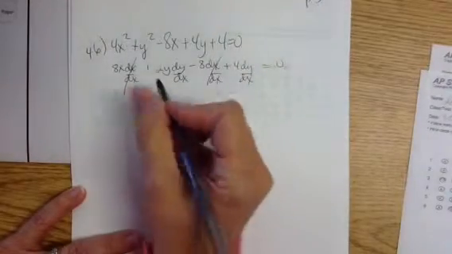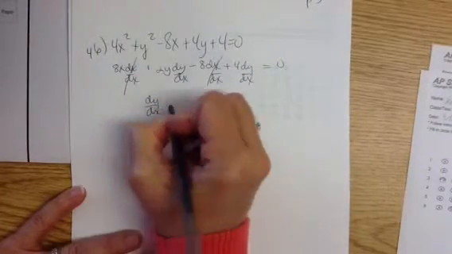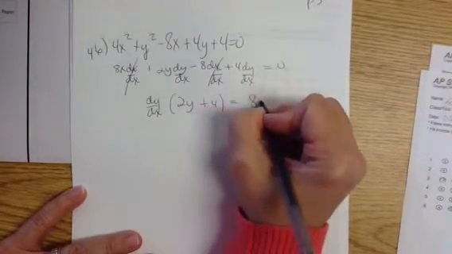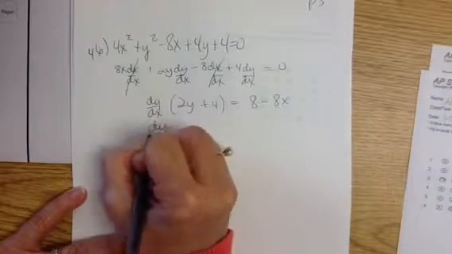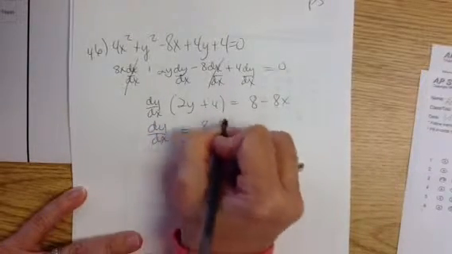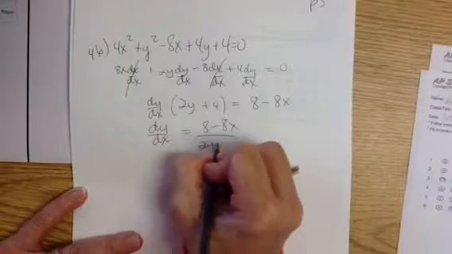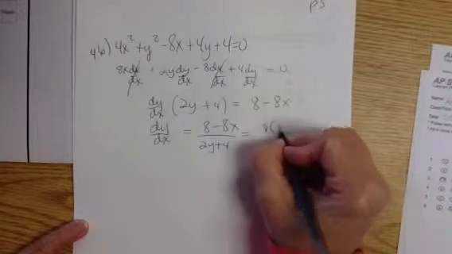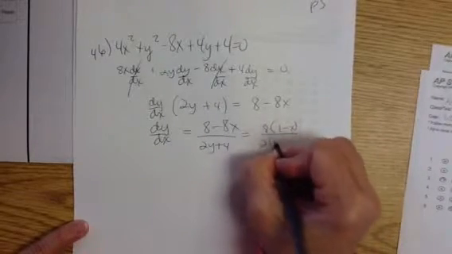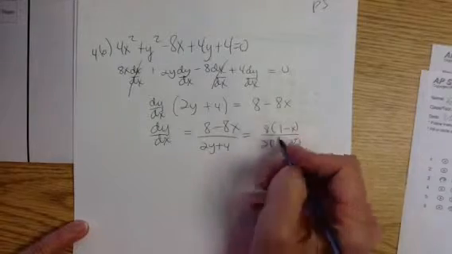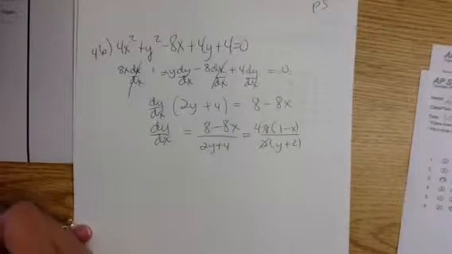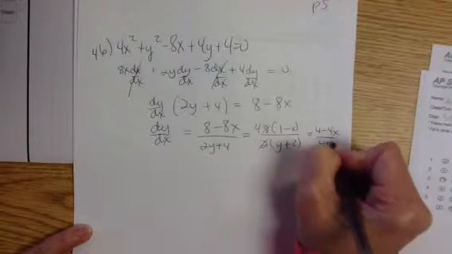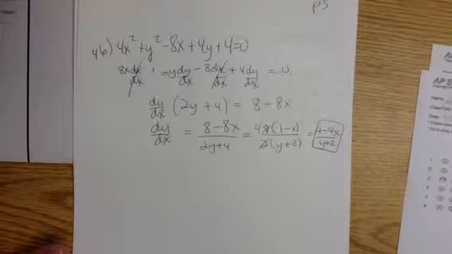dx goes away, dy dx times (2y plus 4) equals 8 minus 8x. And doing algebra, we have this as our first derivative. Let's see if we can reduce this. We have 8 times (1 minus x), and then we have 2 times (y plus 2). That goes into there. So there is our first derivative: 4 minus 4x over y plus 2. First derivative, we're done with that one.